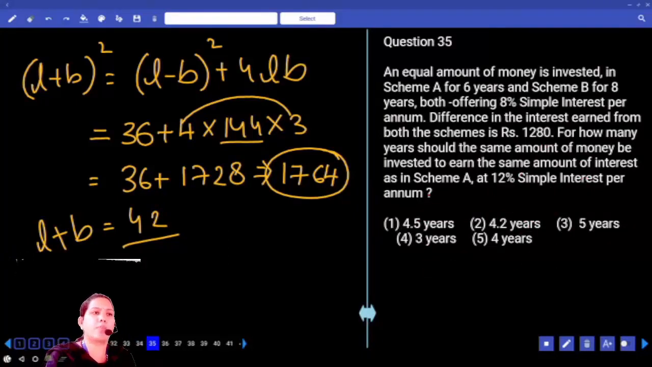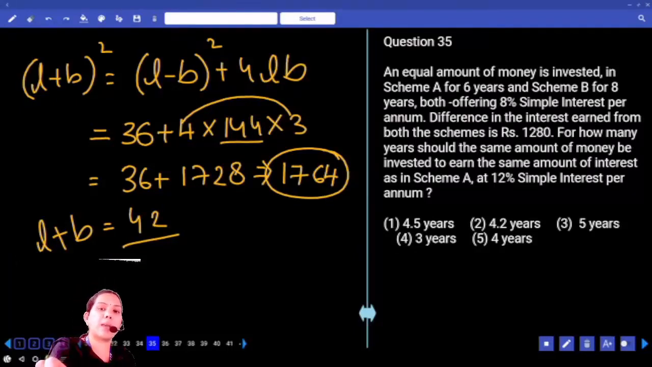An equal amount of money is invested in scheme A for 6 years and scheme B for 8 years, both offering 8% simple interest. Scheme A how many years? Scheme B how many years? 8 years. And the schemes offer how much percentage of interest? 8%. The rate of interest is the same, but the number of years are different. Next, the difference in the interest earned from both the schemes is 1280. For how many years should the same amount of money be invested in scheme A at 12% interest per annum to earn the same amount of interest?